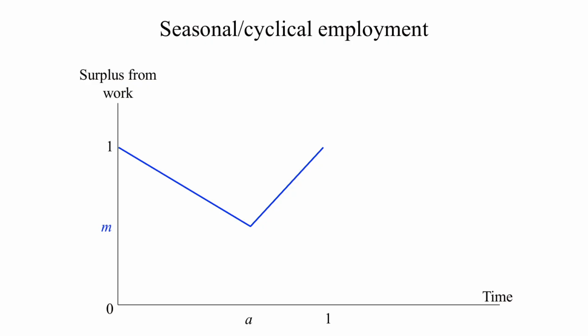So think of an industry here that follows a predictable seasonal pattern or cyclical pattern. It's going to be predictable in what we're going to talk about today. And each cycle, so to speak, takes one unit of time. And during each cycle, there's a change in the surplus from work. The way I've drawn it here, first it falls, hits a low point, and then rises again before the cycle repeats itself.